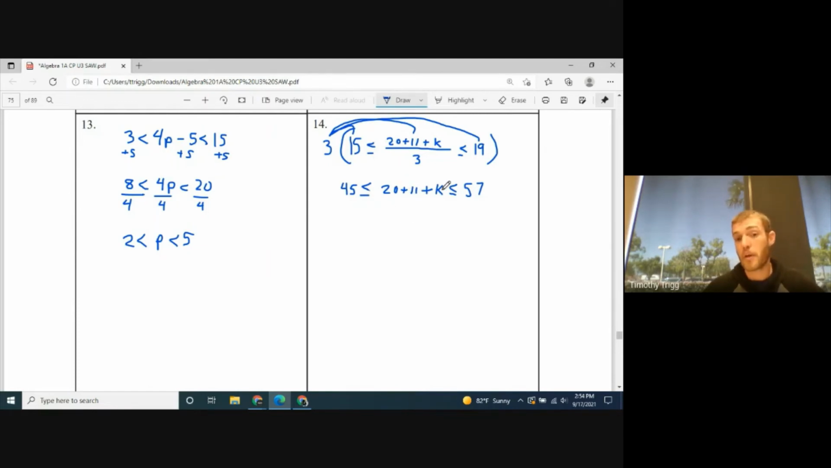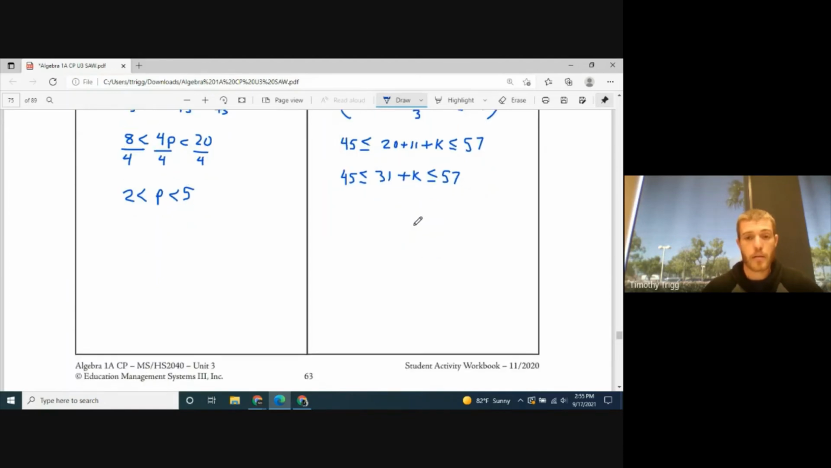Then in the middle here, we can combine the 20 plus 11. So that's going to be 45 is less than or equal to 31 plus k, which is less than or equal to 57. To get k by itself, we're going to subtract 31 on all three sides here. So that'll give you 14 is less than or equal to k, which is less than or equal to 26. Okay, and then go ahead and graph that on your own.